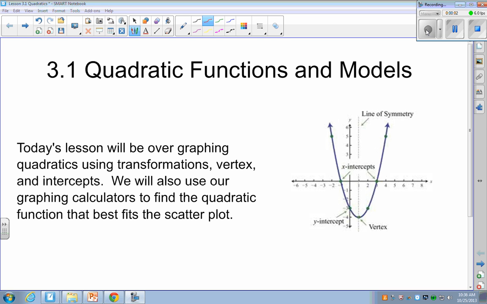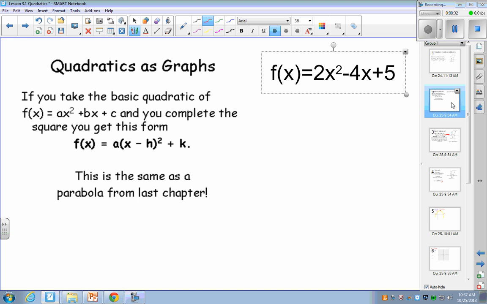Hey College Algebra. In today's video we're going to be talking about quadratic functions. But before we get started, I wanted to talk about the unit. In this unit we're going to be looking at polynomials and how to graph polynomials. Today we're going to be talking about the quadratic and how we're going to graph it using transformations, vertices, and intercepts. We will also use our graphing calculator to find the quadratic function that best fits a scatter plot. So let's go ahead and get started.